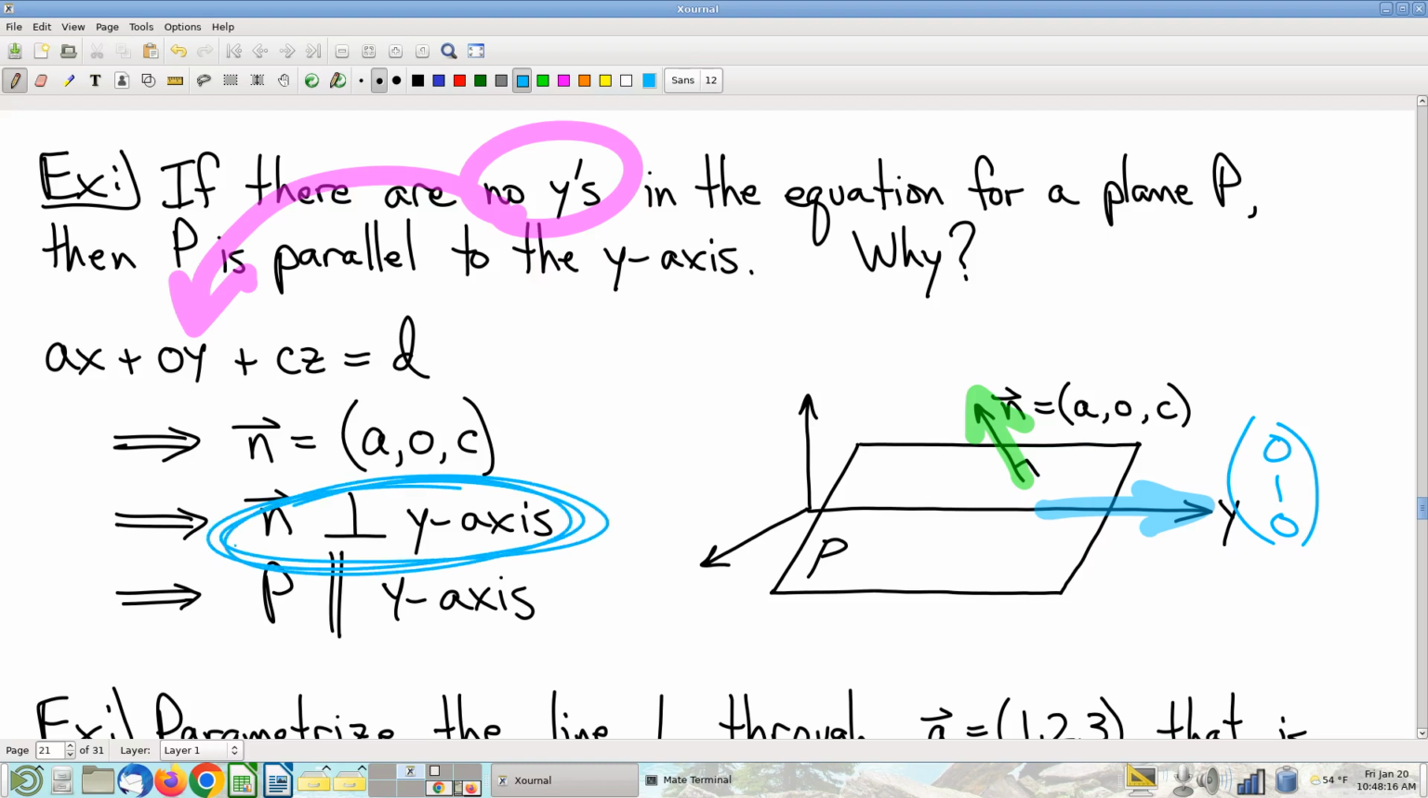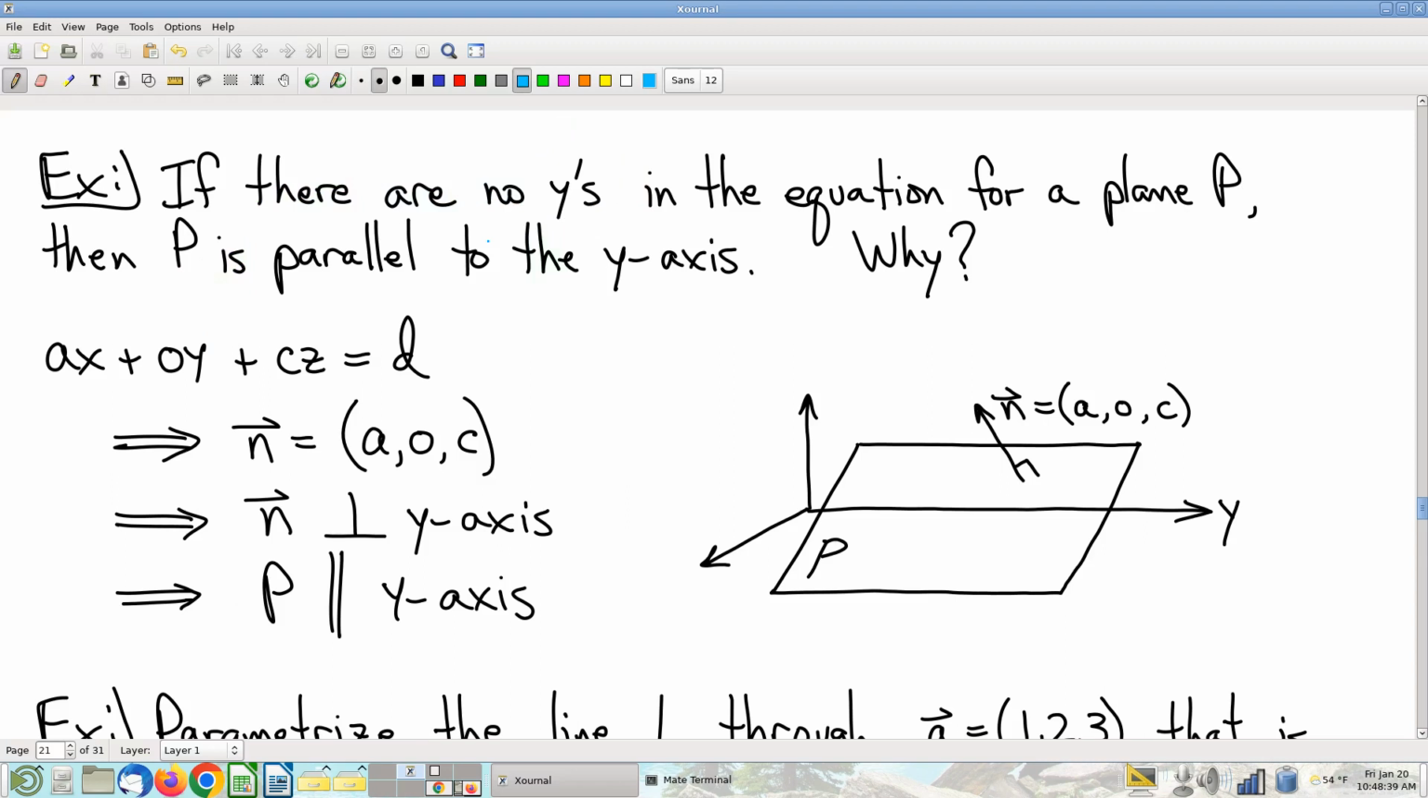Right? And then I make the intuitive appeal: if the plane is perpendicular to that normal vector, and if the normal vector is perpendicular to this y-axis, a geometric appeal, then the plane is parallel to the y-axis. Everybody buy it? Okay. So, easy argument.